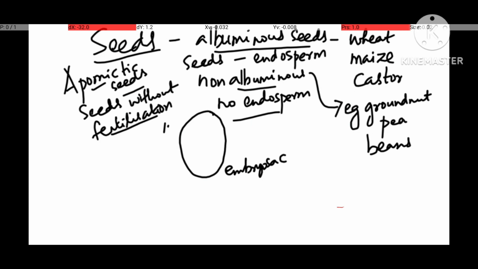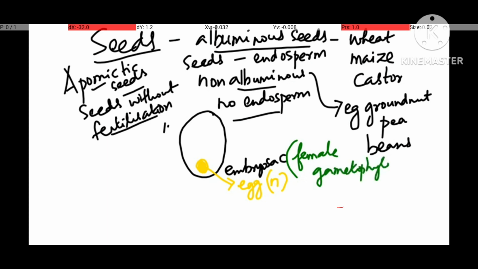This embryo sac, and you know that there is an egg here. Egg is actually what? Haploid or diploid? Egg is a gamete, no? Usually eggs are haploid because all gametes are haploid. That's why embryo sac is called as, what is the other name for embryo sac? Since it is carrying the egg, embryo sac is also called female gametophyte. Very good.